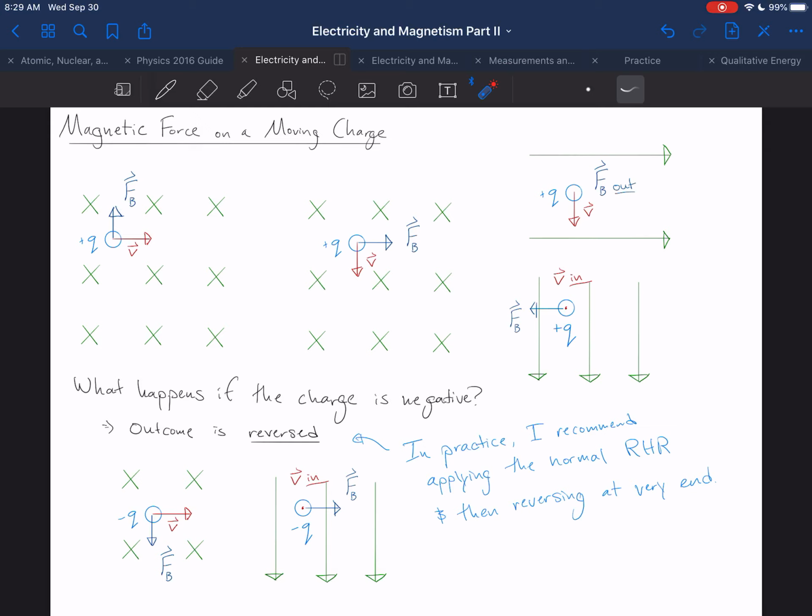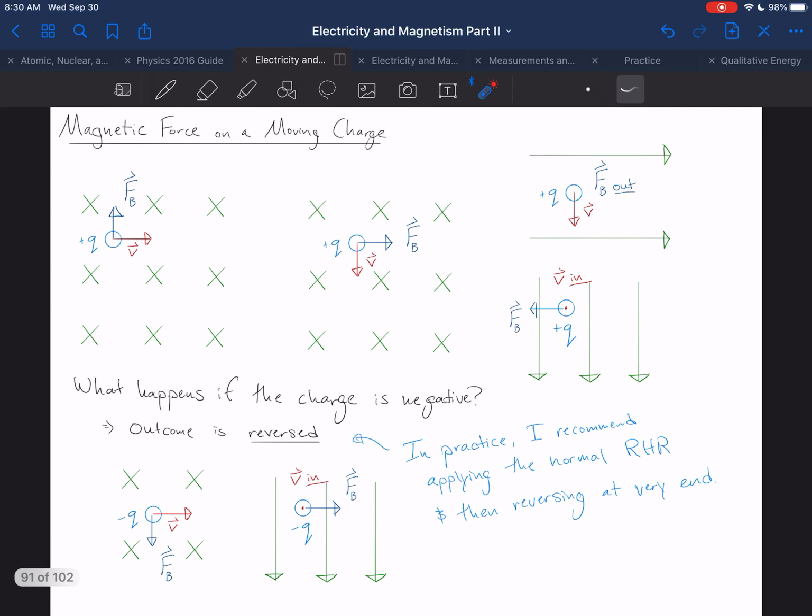What happens, for example, if the velocity is down the page? Well, thumb in the direction of the velocity, pointer finger into the page gives a magnetic force to the right. Likewise, if the charge is moving down the page and the magnetic field is to the right, then the magnetic force is out. And if the moving charge is moving into the page and the magnetic field is down, then that force will be to the left.